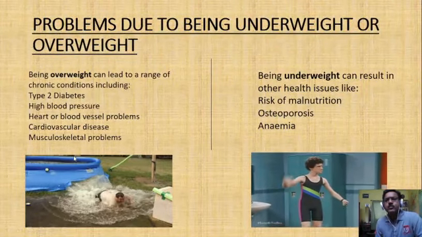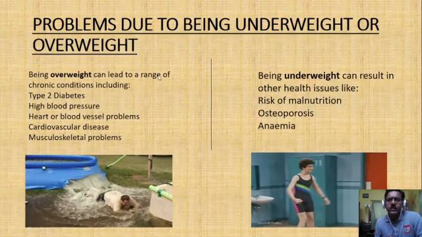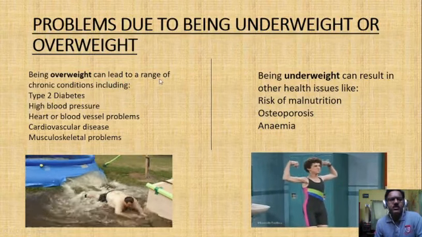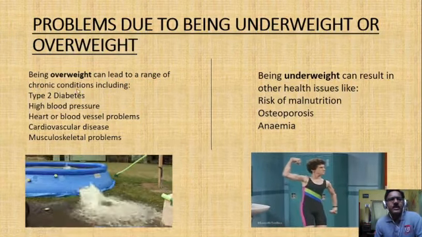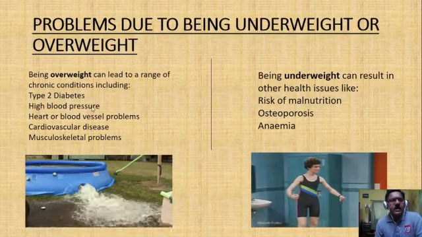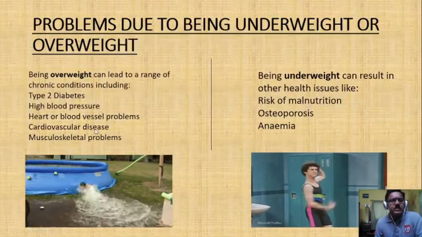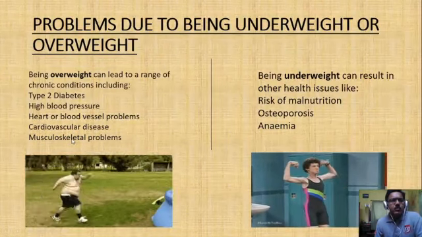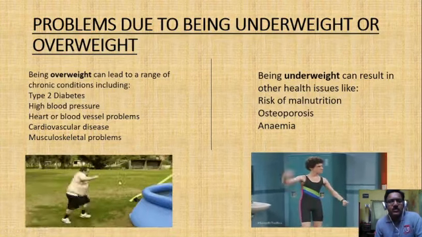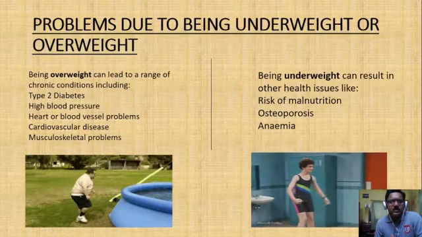Next, problems due to being underweight or overweight. These are the two things. If you are in size, no problem. To keep yourself in size, you have to do some exercise always. Being overweight can lead to a range of chronic conditions including type 2 diabetes, high blood pressure, heart or blood vessel problems, cardiovascular diseases, and musculoskeletal problems can occur. Here you see the person, all of you can observe it. His body is totally imbalanced.